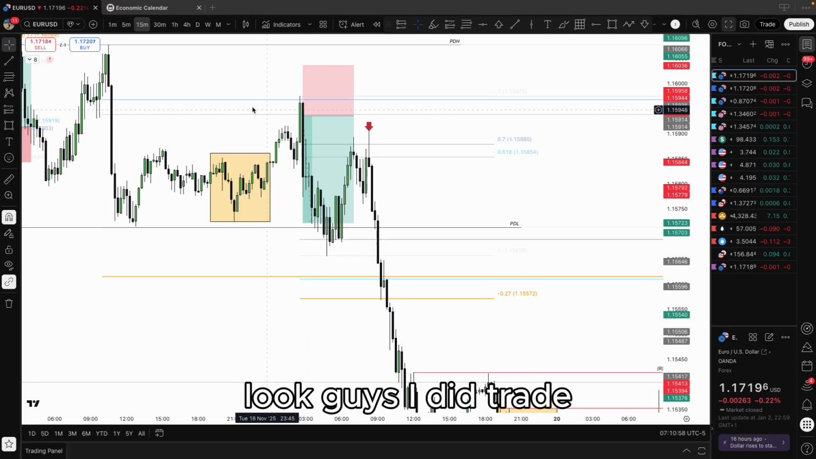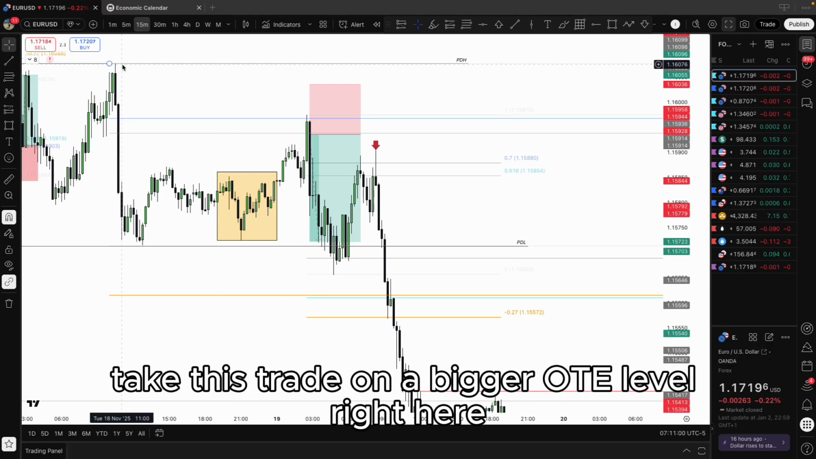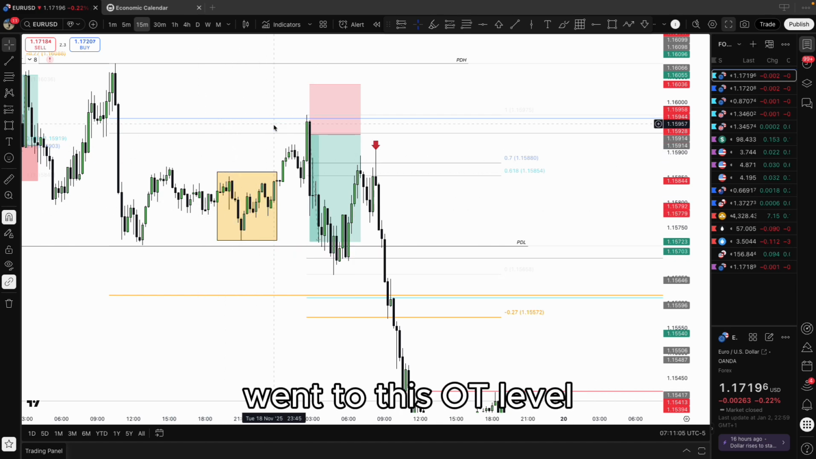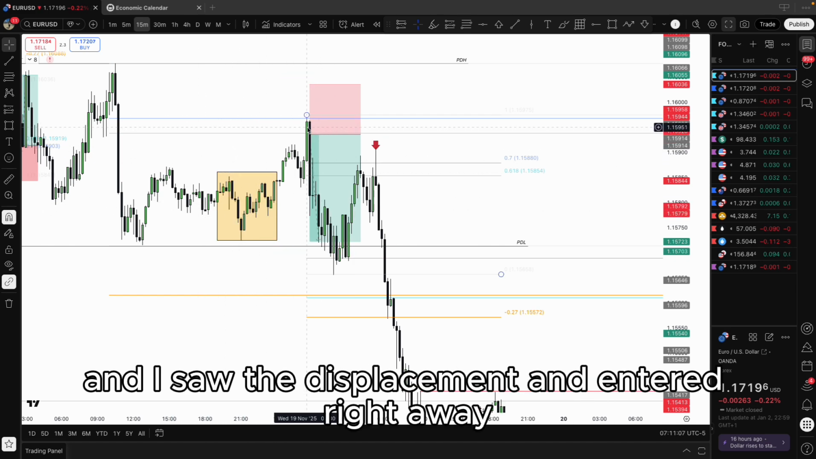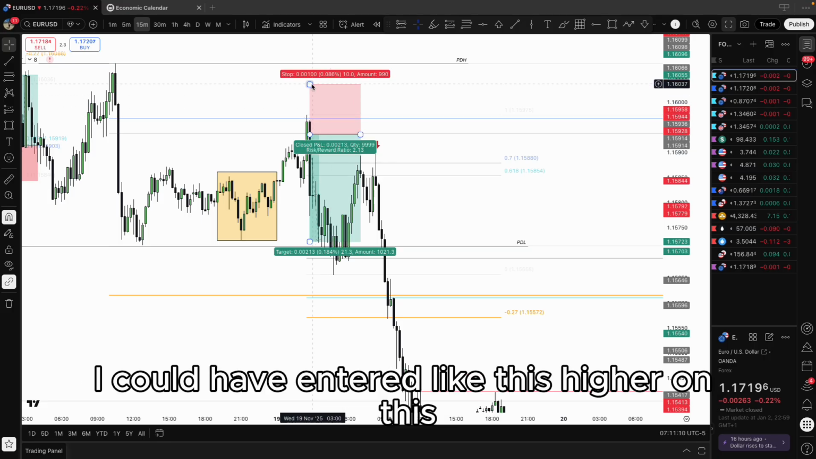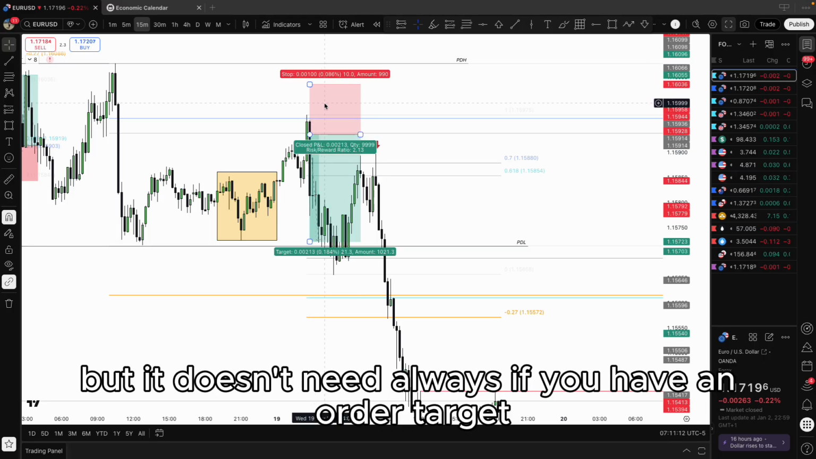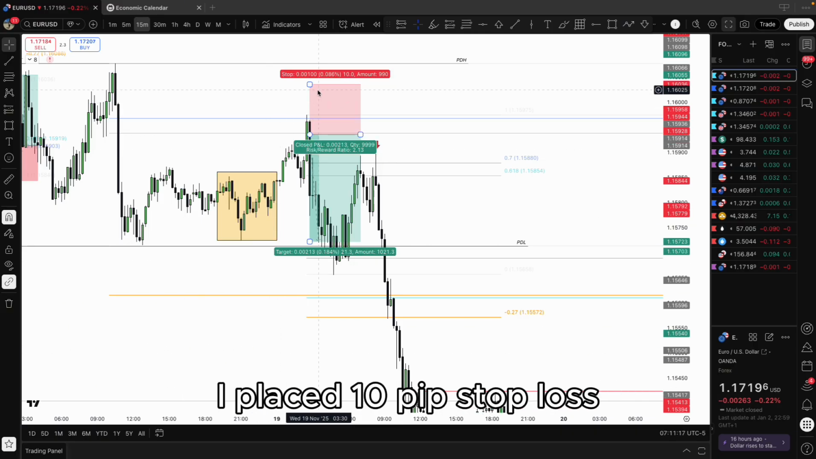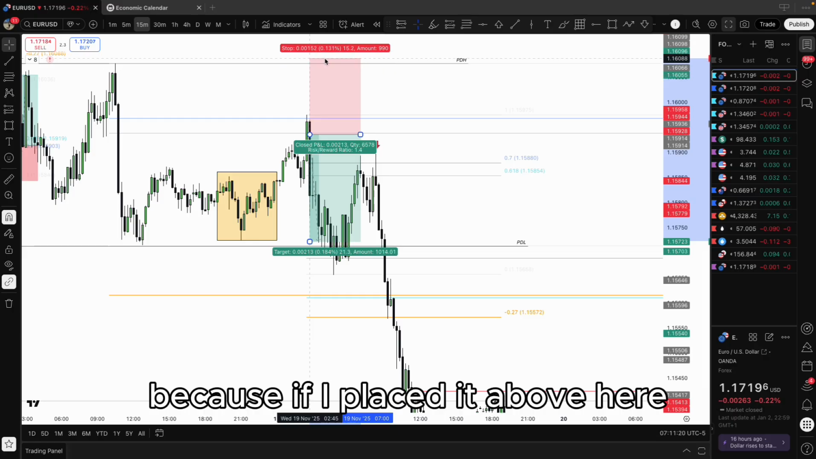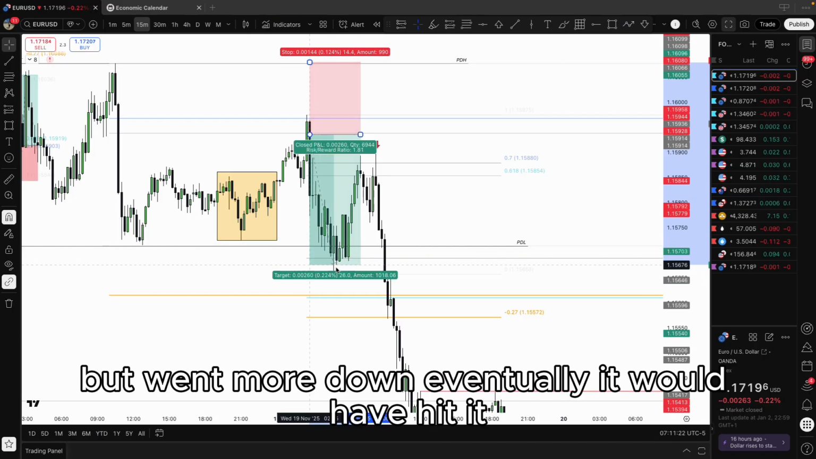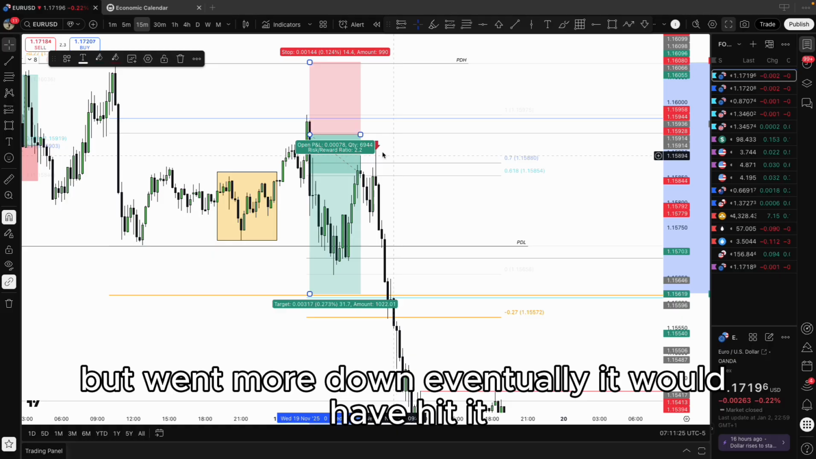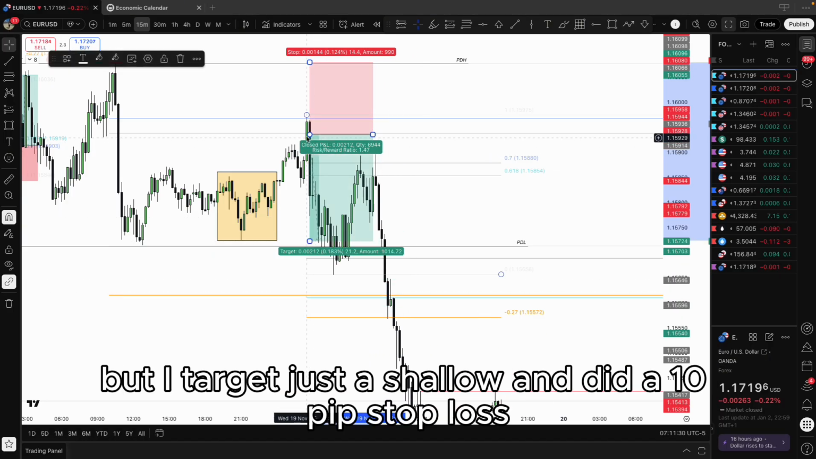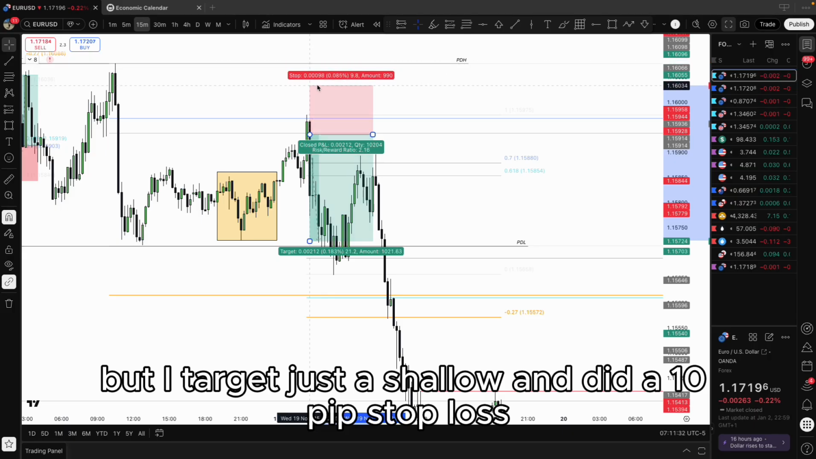Look guys, I did take this trade on a bigger OT level right here, from this swing high to the swing low. Price retraced it above Asia high, went to this OT level, and I saw the displacement and entered right away. Of course, I could have entered higher on this, but it doesn't need always if you have another target, because my target was Asia low. So I took a little bit more of a risk. I placed a 10 pip stop loss, because if I placed it above here, it would not have hit 2R, but if I went more down, eventually it would have hit it, but we did not do that. I target just Asia low and did a 10 pip stop loss with it.